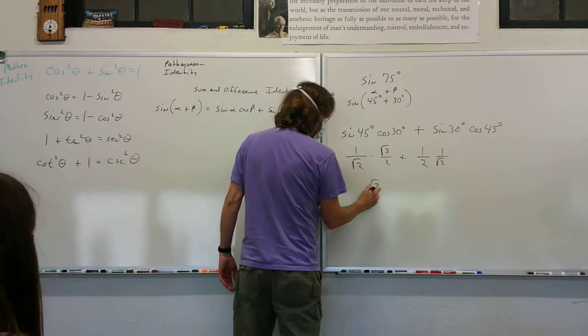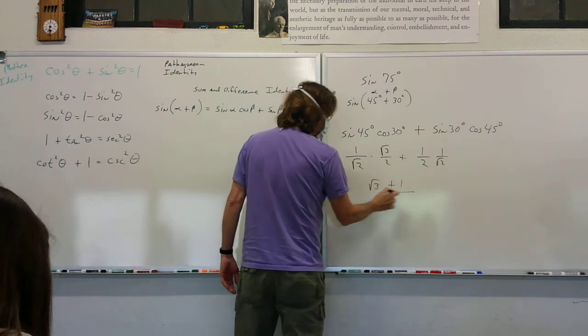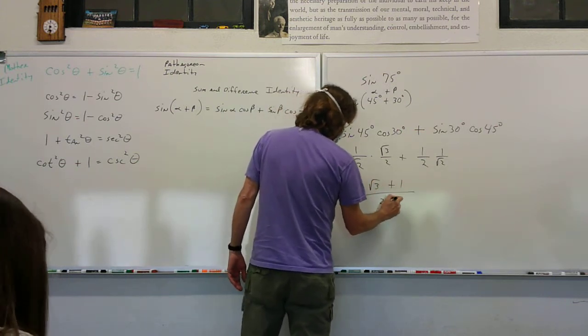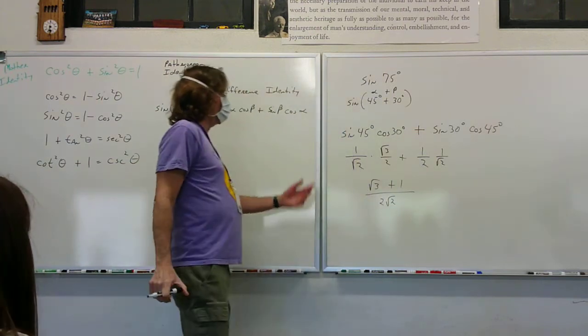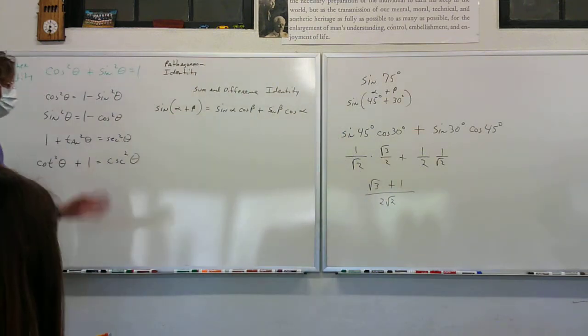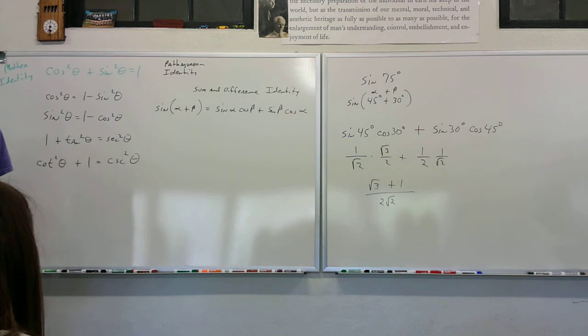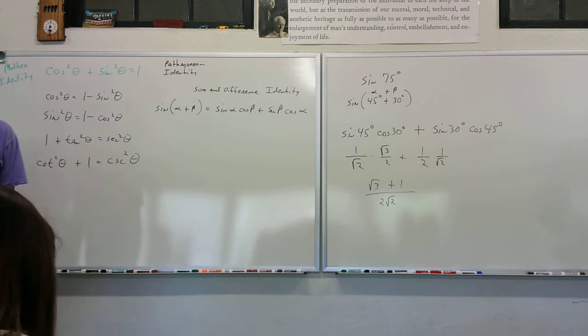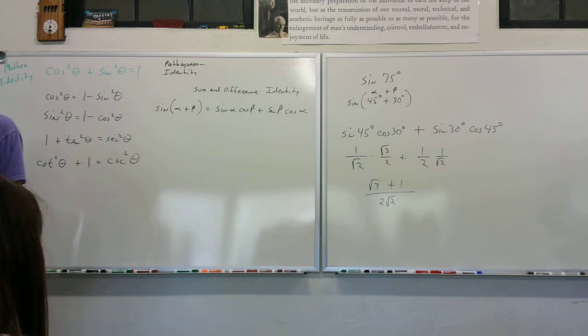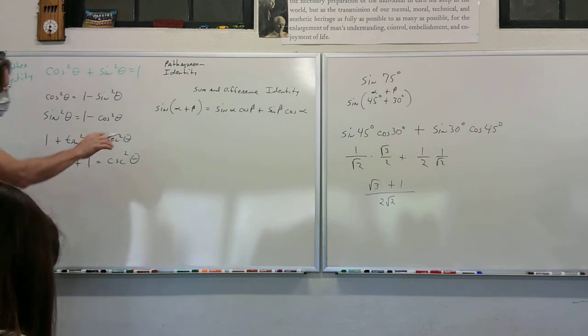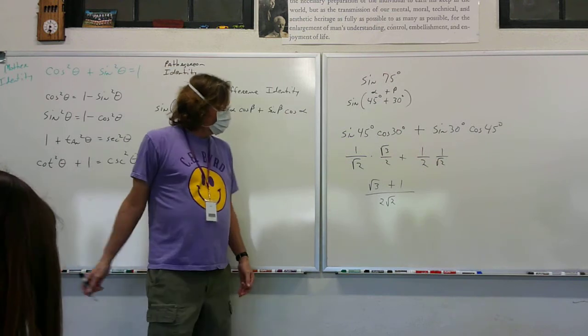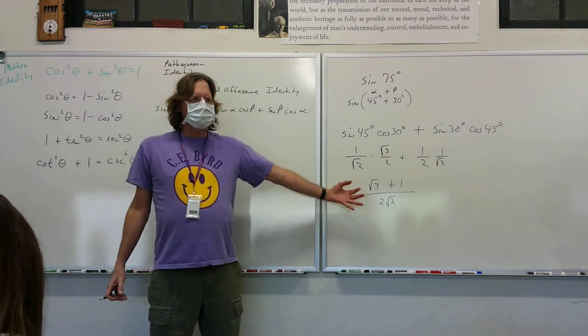Square root of 3 plus 1 over 2 times square root of 2. Now, I would leave it just like that. But what do you think the textbook does? It multiplies the numerator and denominator by what? Square root of 2. It rationalizes it. Everyone okay with the idea that it rationalizes it? Is that okay? But we're just going to stop right there. If you try to get the answer in the back of the book, it's rationalized.